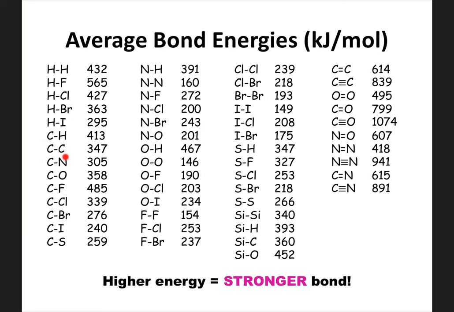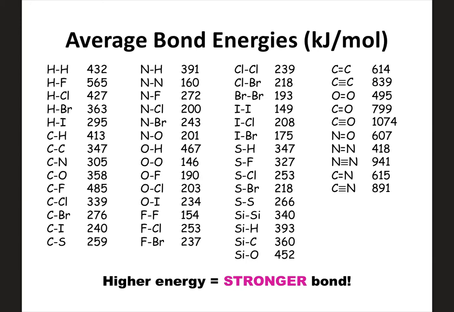For example, a carbon-carbon single bond here is 347, but a carbon-carbon double bond is 614, and it's different from a carbon-carbon triple bond. Typically, the higher the energy, the stronger the bond here. So you'll notice a lot of these double and triple bonds over here are the higher values, because these bonds get stronger as you have a double bond or a triple bond.